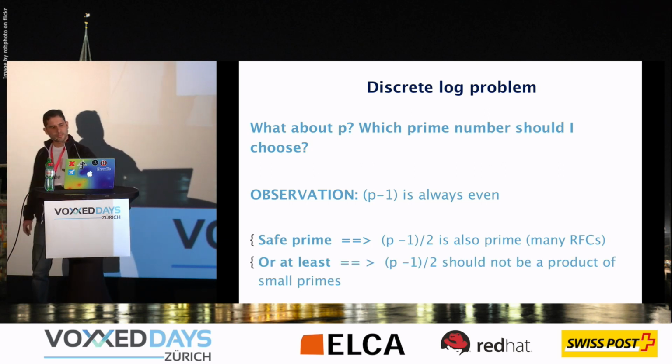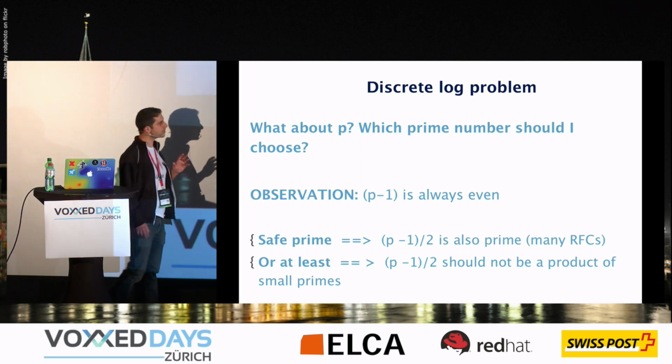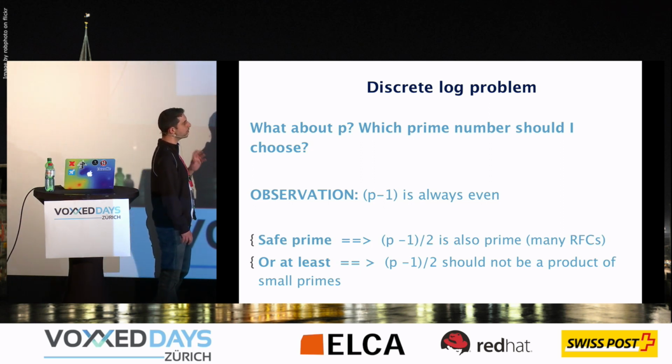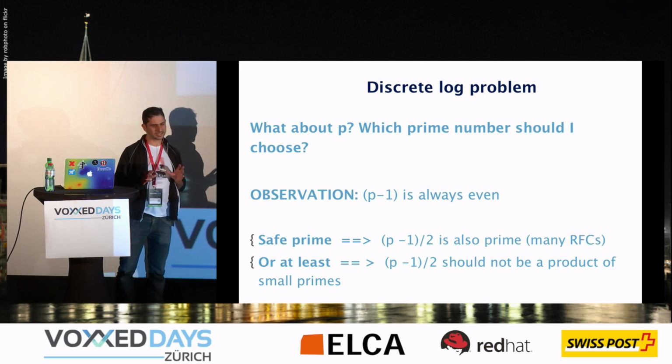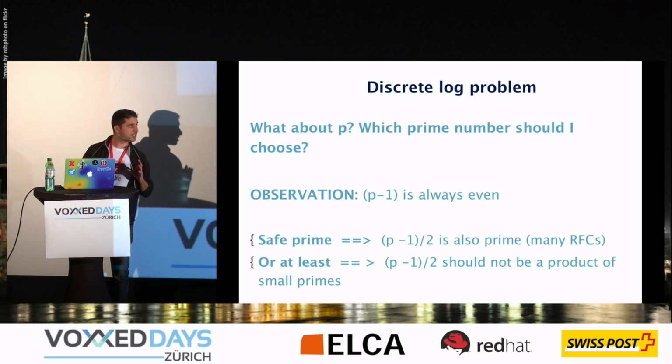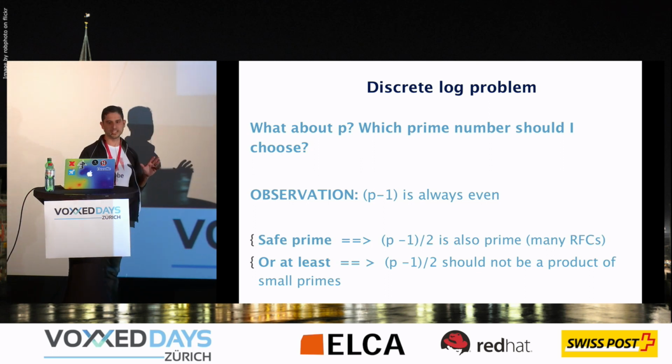But if you don't want to use a safe prime, and you don't do validation, you had better use a kind of prime where (p minus 1) divided by 2 is not a product of small primes. This is important. So if you don't want to use a safe prime, you should at least follow this guidance. Now, why am I telling you this?